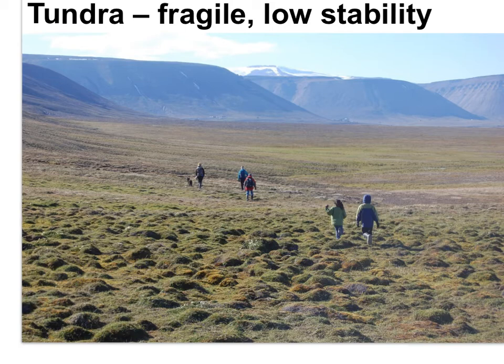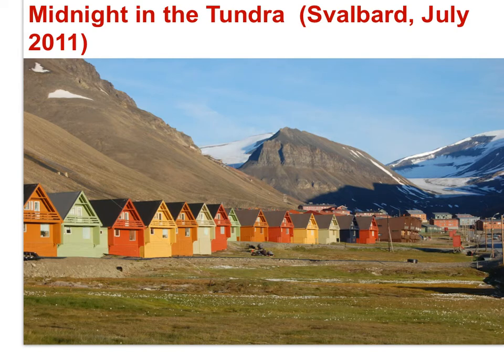remains long after. Remember that due to the northern hemisphere's tilt toward the sun in May, June, and July, polar regions experience days when the sun shines for nearly 24 hours. This is a photograph I took in Svalbard at midnight.